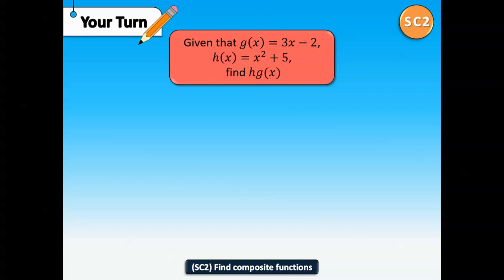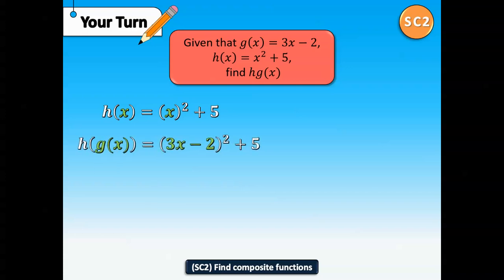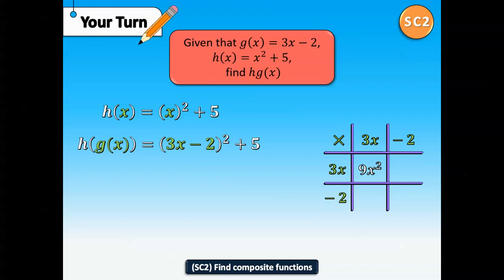So in this question, I want to find h of g of x. So I substitute g of x into h of x. So I replace x with 3x minus 2. I need to square it, which means times by itself. So I do 3x minus 2 times 3x minus 2.